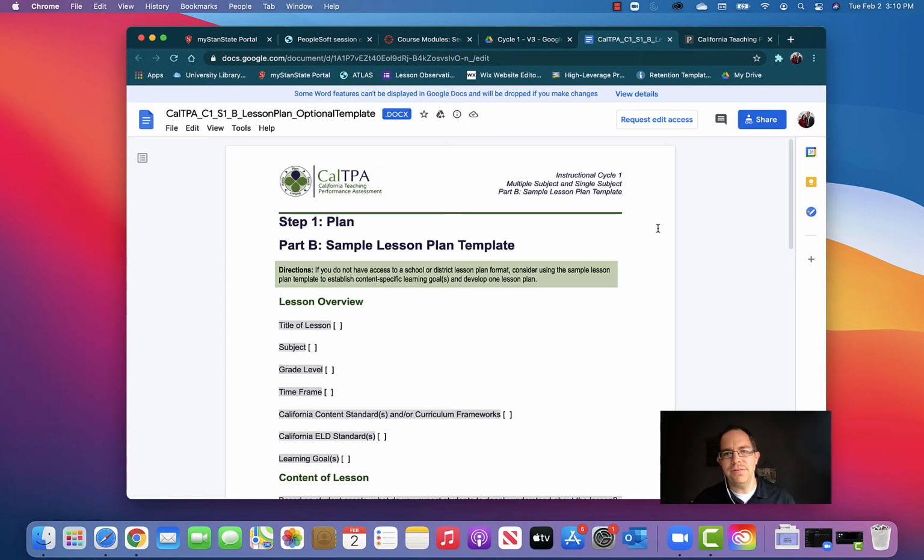One of the first and obvious questions that people ask is, do I have to use the Cal TPA lesson plan or can I use my own? You definitely can use your own. But I would be careful to let you know that the assessor is used to looking at it in this format and looking for key indicators in this format. So if you could fit it in this format, it would probably be a lot easier. But feel free if you want to.